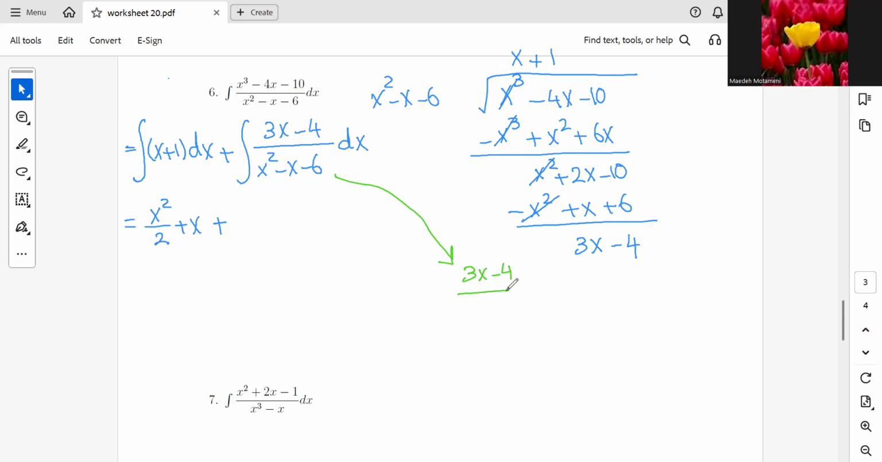3x minus 4 over x minus 3 times x plus 2, because we need two numbers that if we multiply them together, we get negative 6, and if we add them up, we get negative 1. Those numbers are negative 3 and 2. So first fraction for x minus 3 with A here, and the next one x plus 2 with B here.